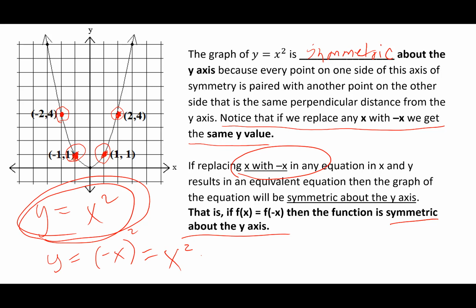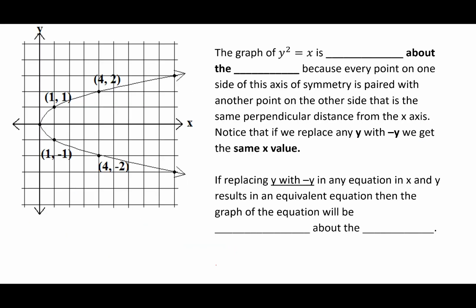So what I'm saying is you need to be able to look at a function, just the equation, and tell if it's symmetric about the y-axis, and that's how you tell. By replacing the x with the opposite of x, or negative x, and doing all the things to negative x that you would do to x in that function, and then it just stays the same. That's how you know it's symmetric about the y-axis. All right, the graph of y squared equals x is symmetric about the x-axis.